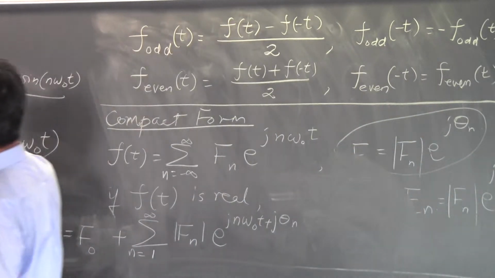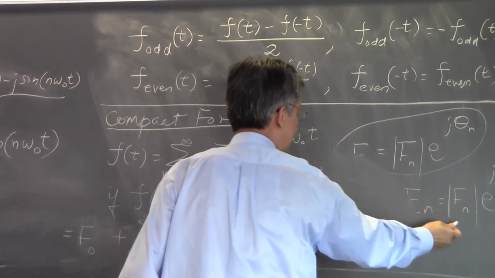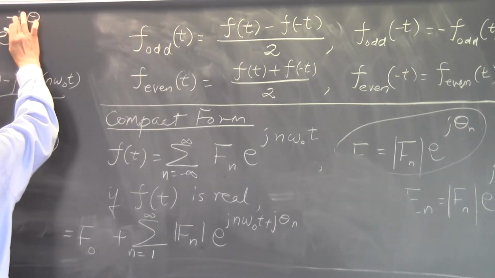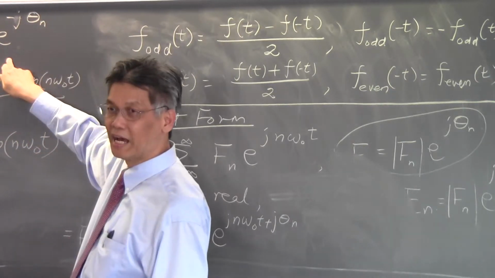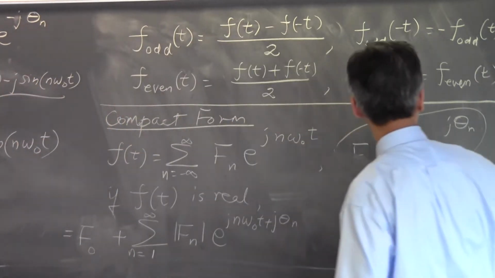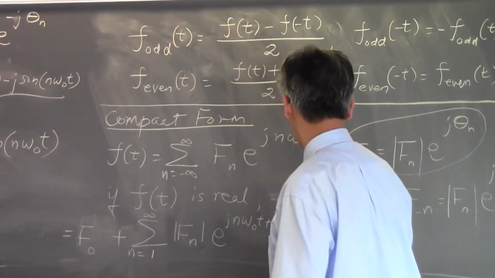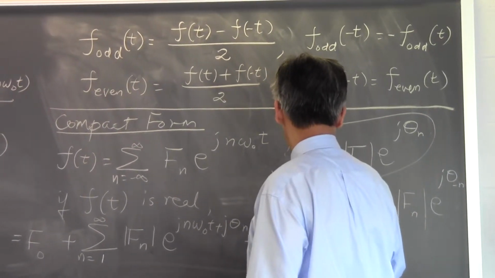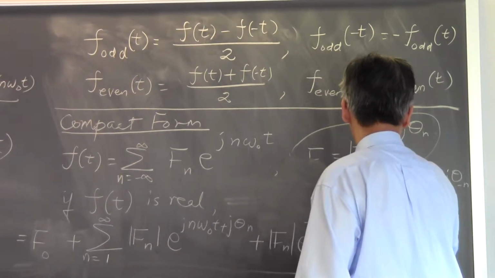The second term would have this thing over here, but this one I can write as f of n magnitude, just like what I have done over here, e to the minus j theta n. Agree? This term just becomes that, because I proved that this thing is a negative of that thing. So the second term will look something like f sub n e to the minus j n omega naught t, and then with the minus j theta n here.